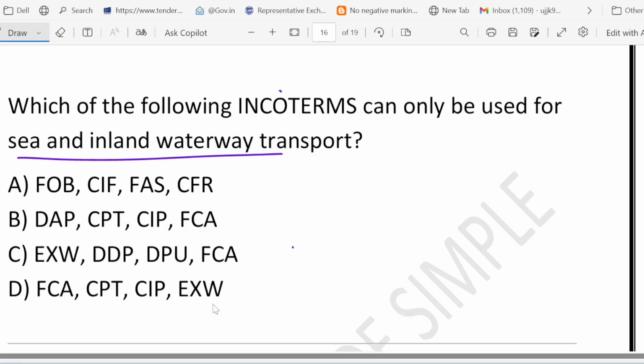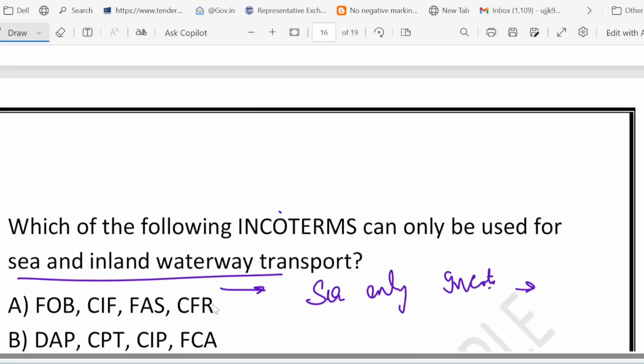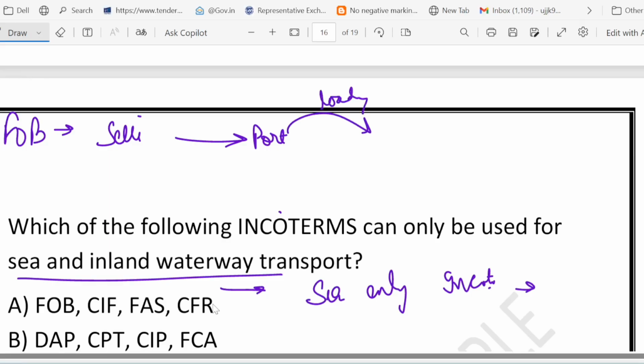First of all, option A: FOB, CIF, FAS, CFR. These are C-only Incoterms, right? They work only when goods are transported by ship or inland waterway, because they depend on the vessel loading and delivery point. If we talk about FOB, let me explain a little. FOB is free on board. The seller delivers goods on the ship at the port, and risk passes once goods are loaded. So after loading, risk will pass.